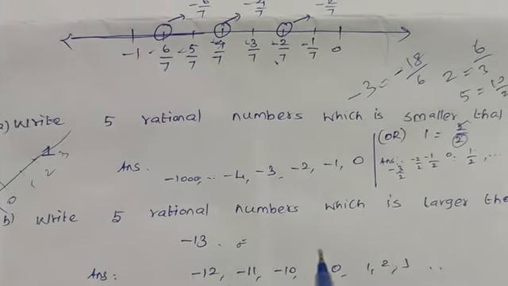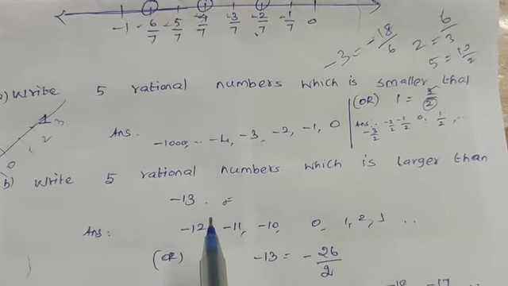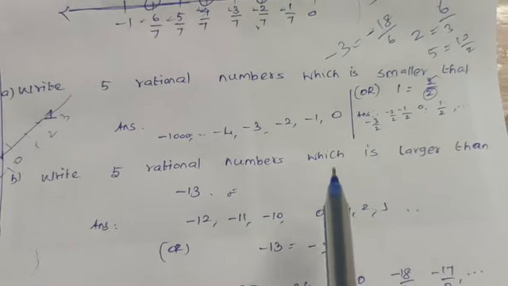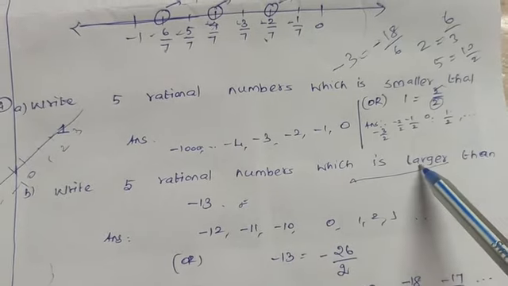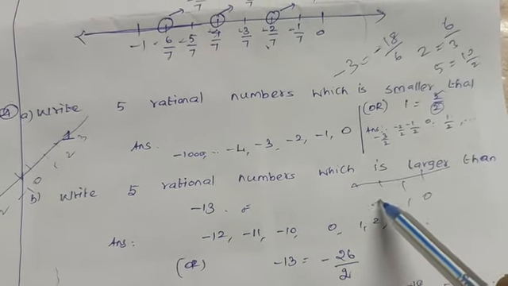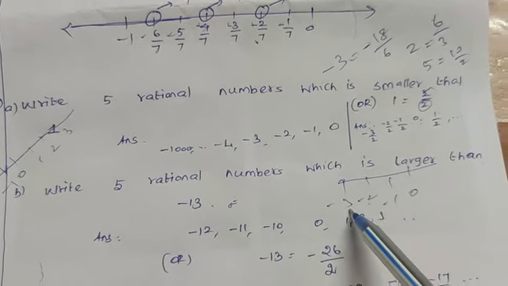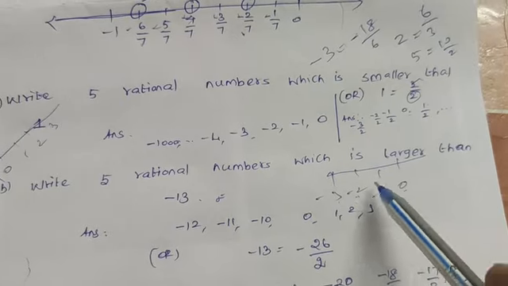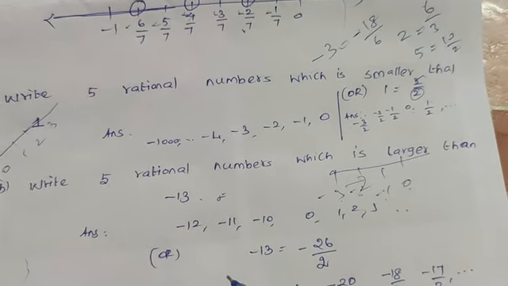Similarly, write 5 rational numbers which are larger than -13, as given. So -13, already you know that in the number line -13 is larger. So 0, -1, -2. -2 is greater than -3. -1 is greater than -2. 0 is greater than -1. So for greater than, we need to write these numbers for our negative number.